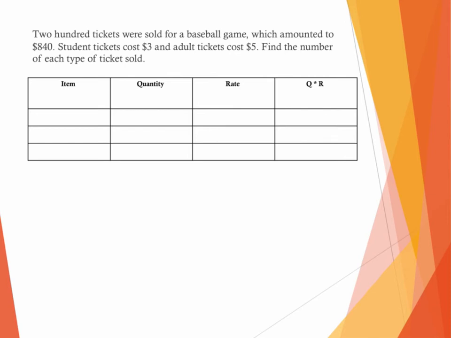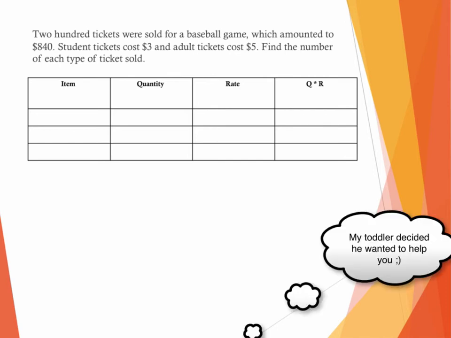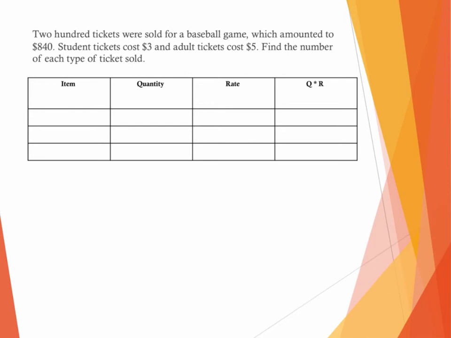The very first thing that you're going to want to do is list out your items and then put in units for our quantity and our rate. Notice how we have a column for the item, a column for the quantity, a column for the rate, and then our last column is the quantity times the rate. So once we fill out all the information in the first two rows, we're going to multiply the quantities times the rates.